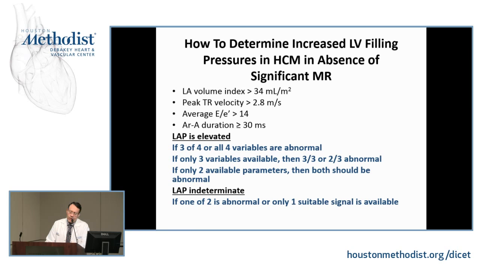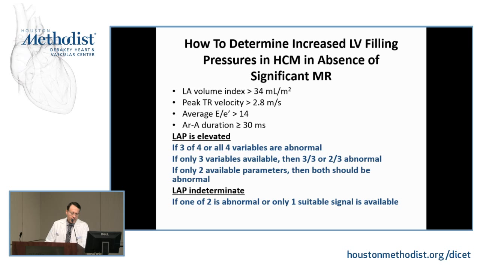You can look at LA volume index, peak TR velocity, average E to E prime, and pulmonary vein atrial velocity signal. If a patient does not have significant MR and HCM, you just look at the preponderance, and if all of them are abnormal or 3 or 4 are abnormal, then you conclude filling pressures are elevated. If not, then we are looking at a normal LAP likely.